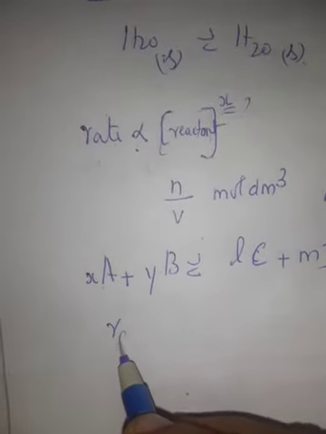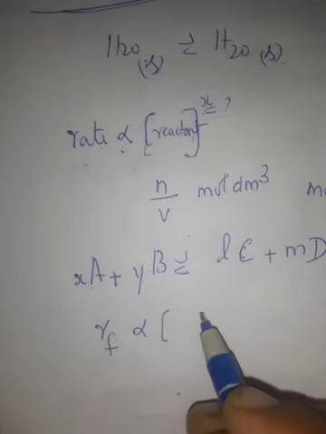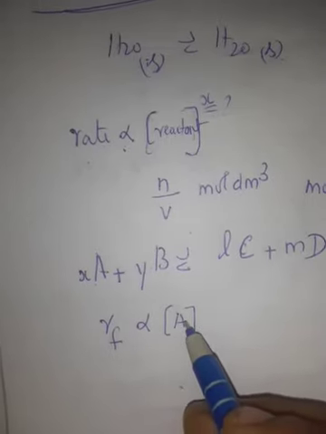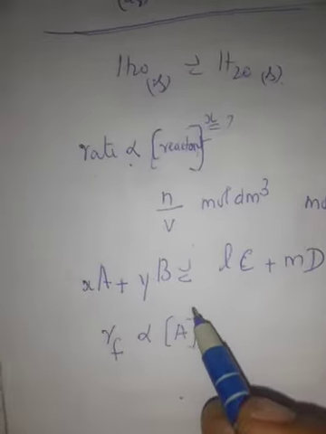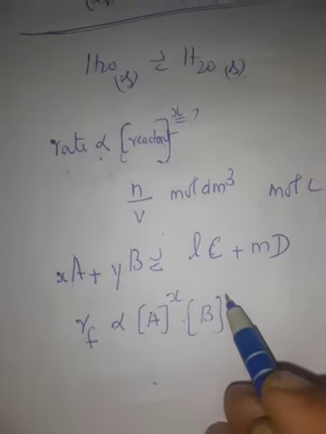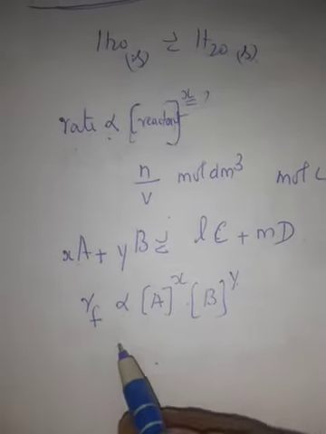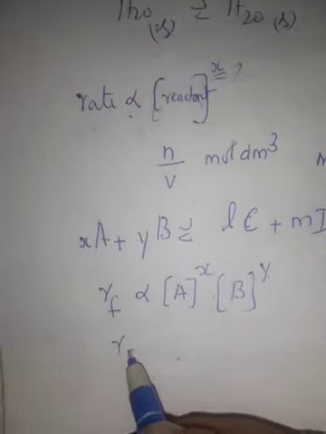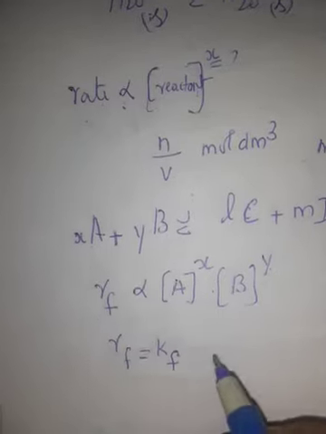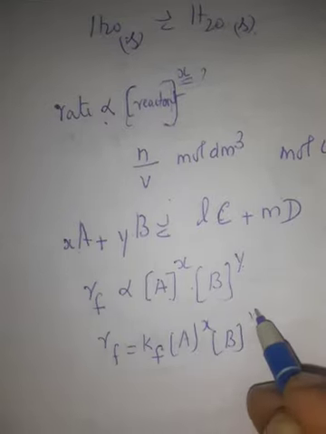So now we apply the law of mass action for the forward reaction. Therefore, the rate of the forward reaction is directly proportional to the active mass of the reactants. Here two reactants are there. So, active mass of A, coefficient x goes to the power, into active mass of B, the coefficient goes to the power y. Taking the proportionality sign, Rf is equal to Kf, where Kf is the proportionality constant for the forward reaction, [A] power x, [B] power y.